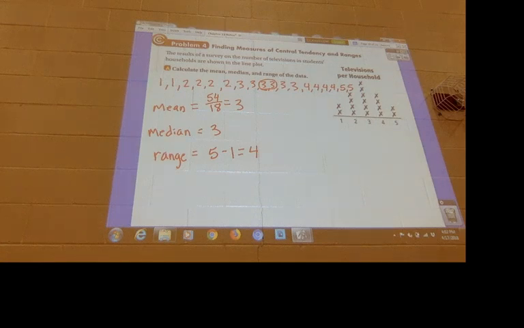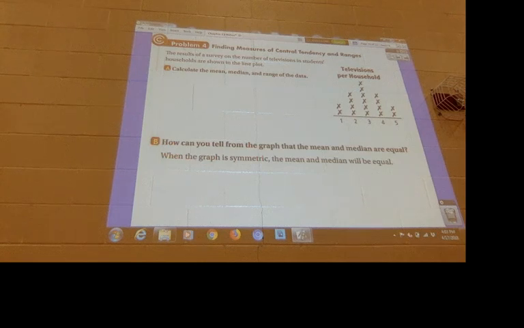You have a B on there? How can you tell from the graph that the mean and the median are equal?